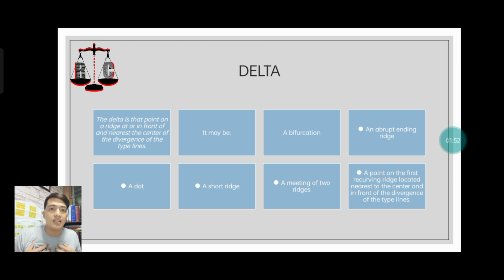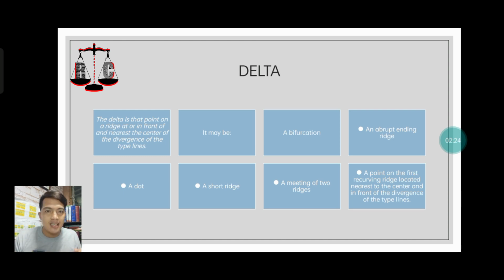Since na-discuss naman nato ang type lines ug ang pattern area, now ato na sang i-determine kung unsa ang delta ug asa siya makit-an. A delta may be a bifurcation. So kibaw sa taon sa bifurcation, of course katong form siya, mura siya og sanga. From one ridge ning form siya into two or more branches. Mingon ta og abrupt ending ridge. So naa siya mingon tag ni kalit og naay siya katapusan og kalit nga abruptly nga ni form siya.